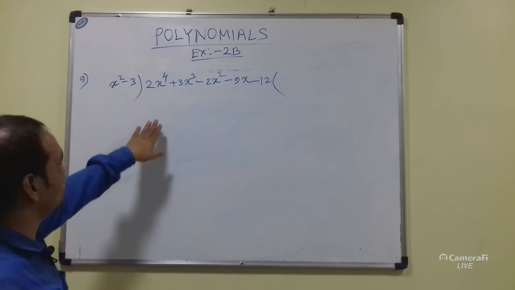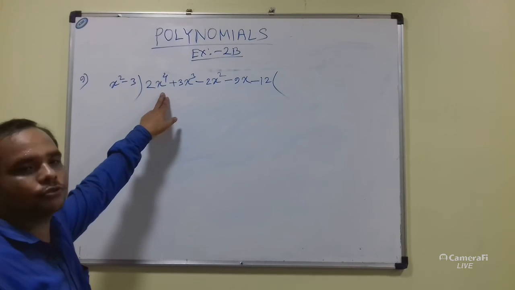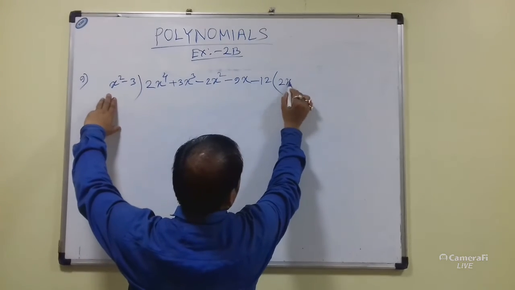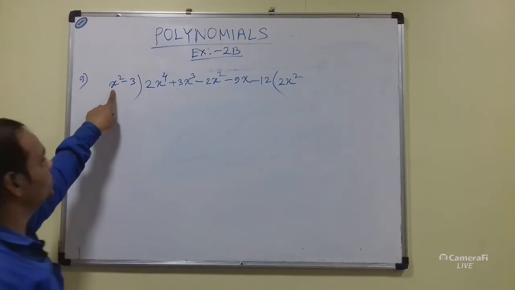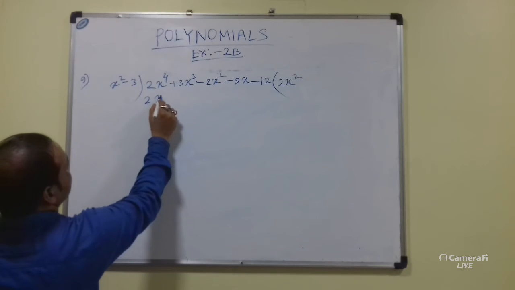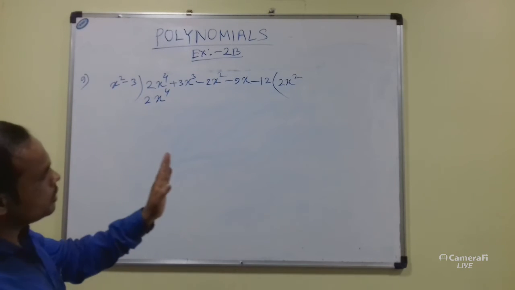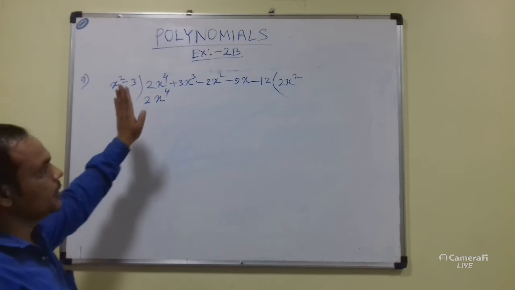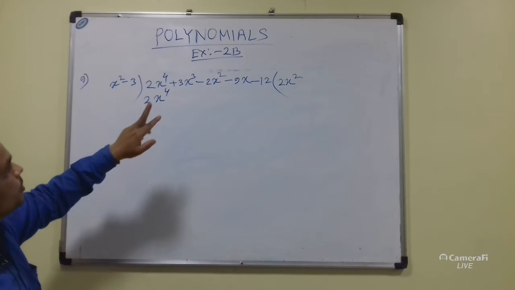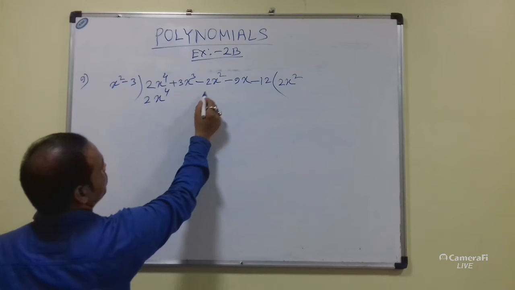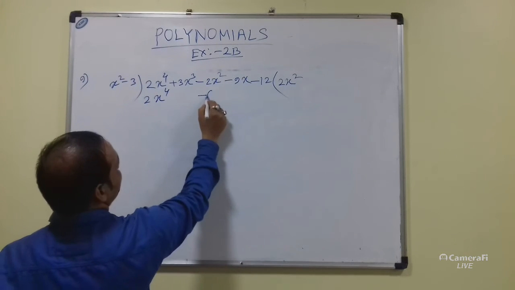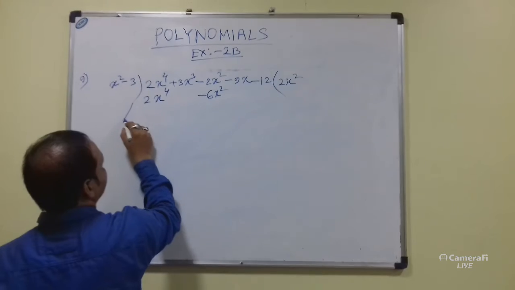First you have to see that it is x to the power 4, so 2x to the power 4. So if we multiply 2x square with x square, then it will be 2x to the power 4. But when 2x square multiplies with x square, we also have to multiply 2x square with minus 3, so it will be minus 6x square. So here the like terms are the 2x square, so here we have to write minus 6x square.